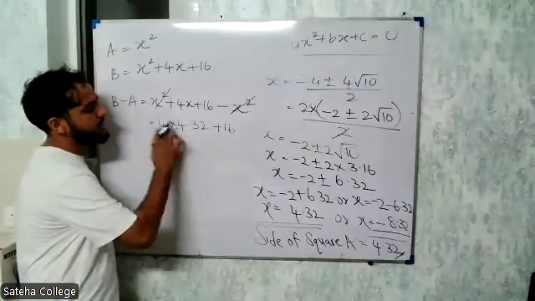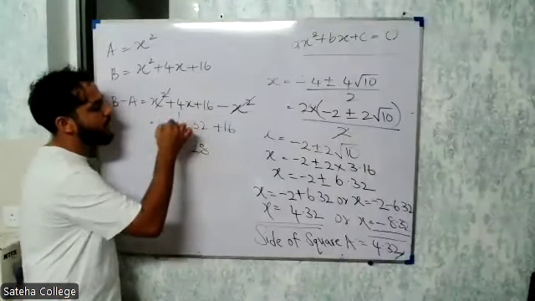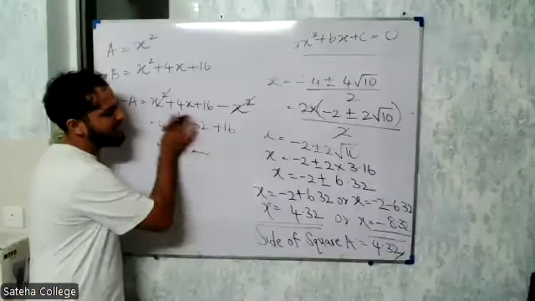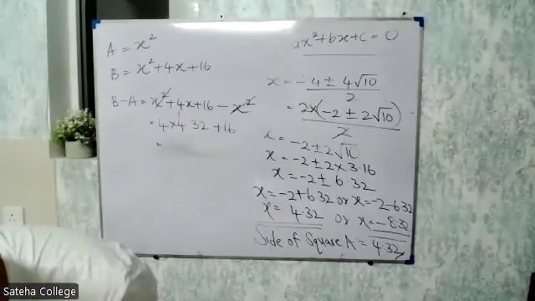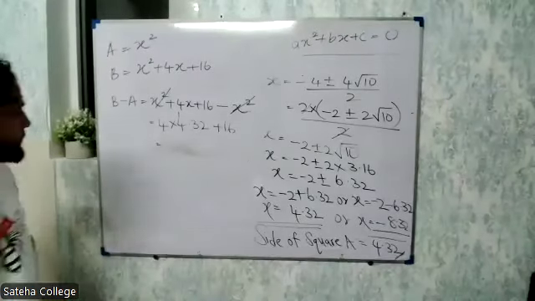Okay, let's do the multiplication. 4 into 2 is 8. 4 into 3 is 12 and 1 carried here. 4 into 4 is 16 plus 1, 17. But here they are not expecting you to multiply and get the answer. That's not the expectation.